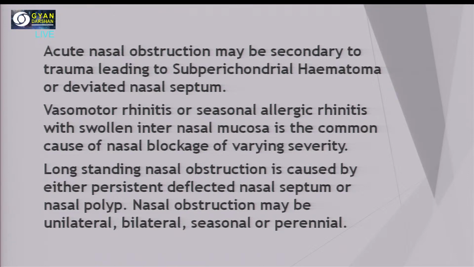Then there can be a long standing nasal obstruction or chronic nasal obstruction, which is caused by a persistent deflected nasal septum, if it is not treated surgically or medically. Or there can also be a nasal polyp, which can lead to this nasal obstruction. As a result of this, this nasal obstruction can continue for a long time. Your nasal obstruction can also be identified as unilateral, that is affecting only one side of the nose, it can be bilateral, affecting both sides, or it can be perennial, continuing for a long time, which is known as long standing.